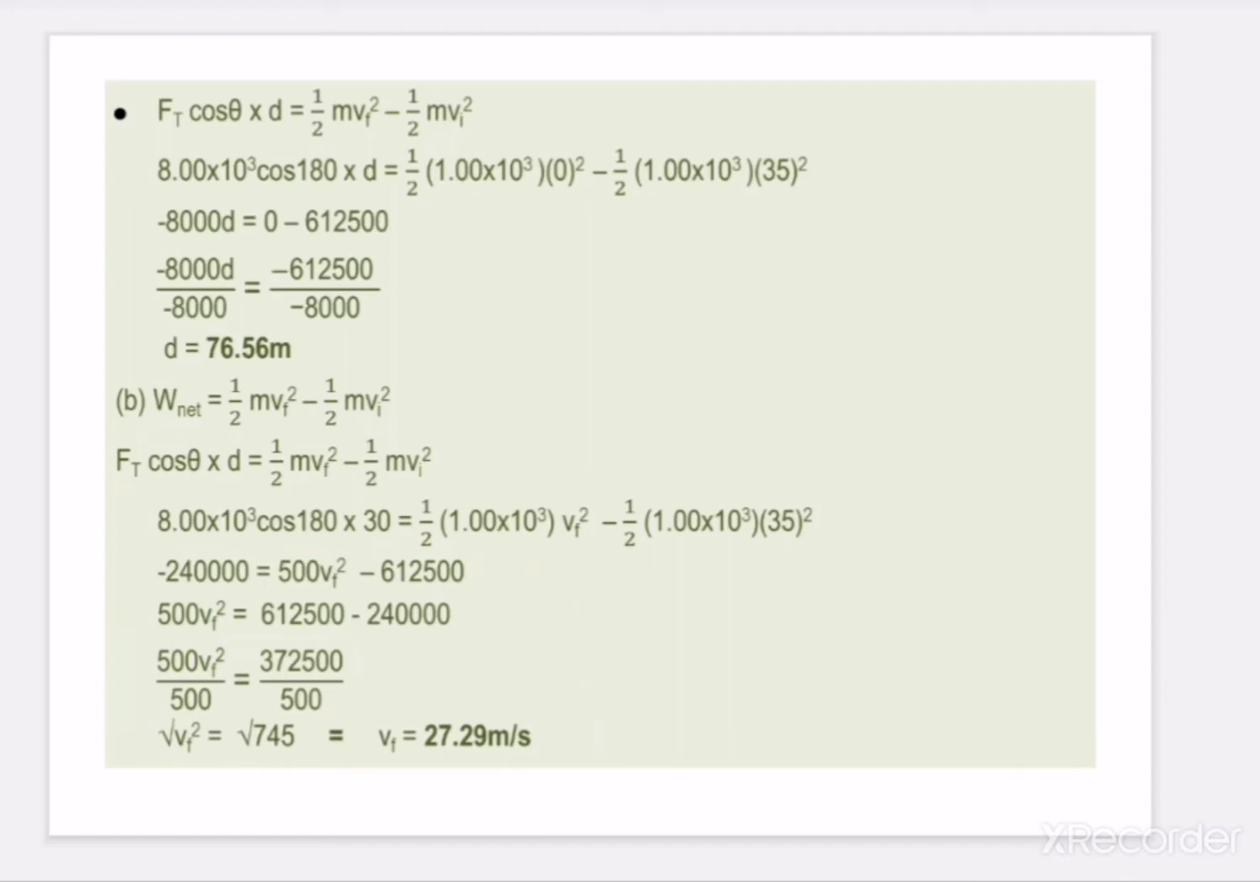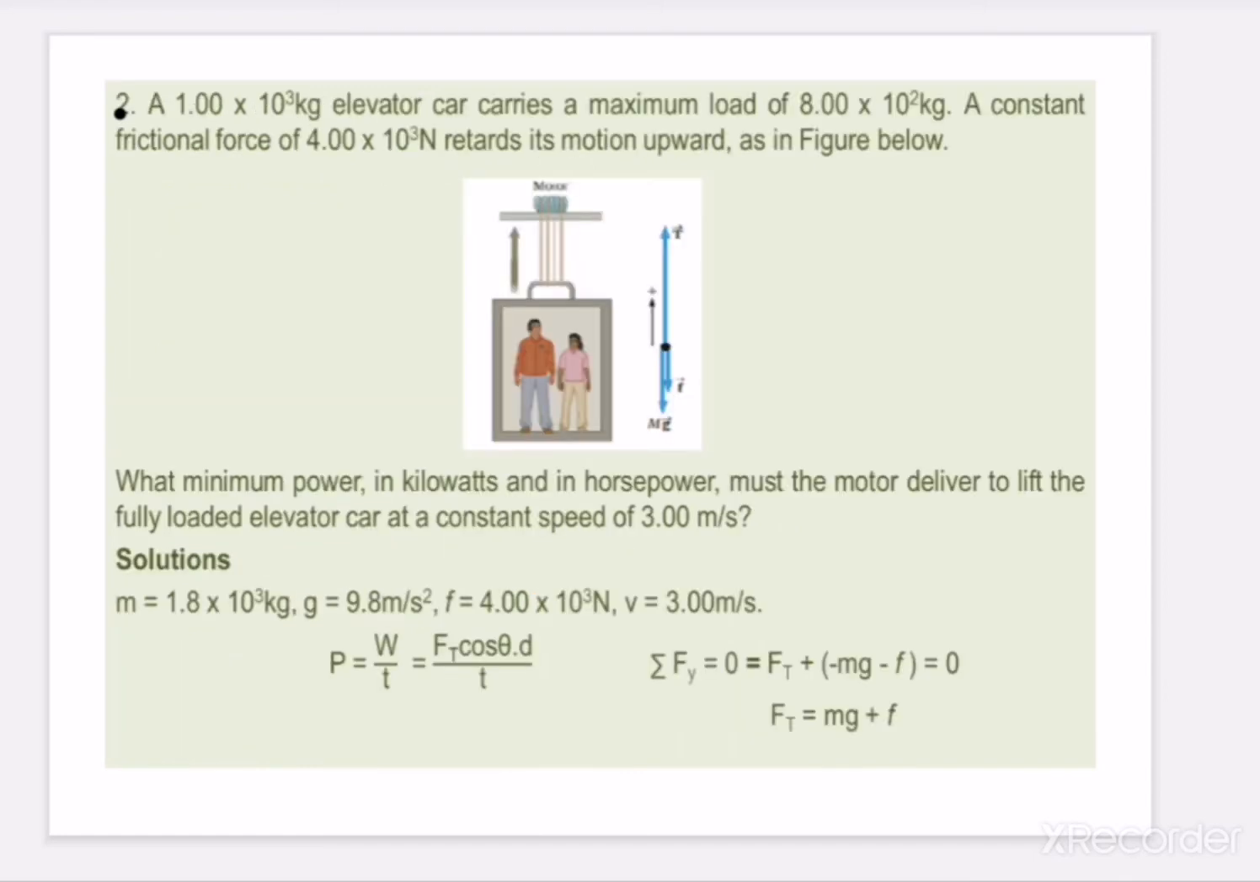Let's move on to question number 2. So question 2, it looks short. Let's see how we can solve such a question. A 1.00 times 10 to the power 3 kg elevator car carries a maximum load of 8.00 times 10 to the power 2 kg. So this is the load and that's the weight of the elevator itself. A constant frictional force of 4.00 times 10 to the power 3 newtons retards its motion upward. Retards means it's opposing, in the opposite direction to the distance it's going to cover, as in the figure below.